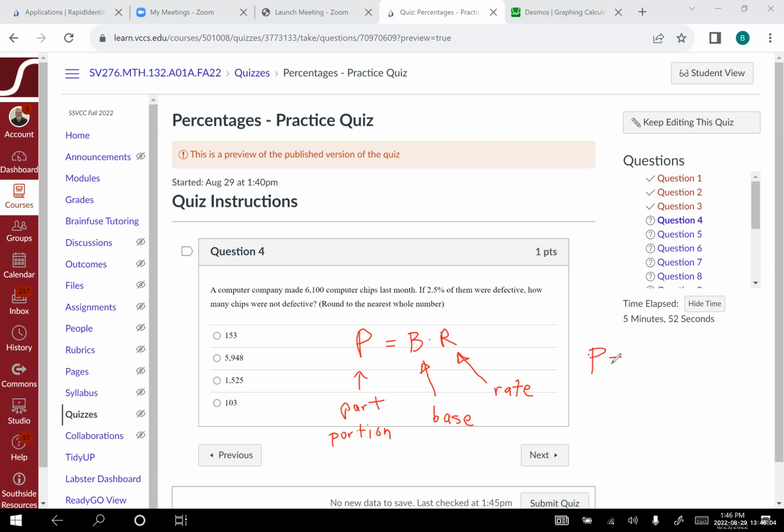If you're looking for your part, you take your base times your rate. If you're looking for the base, you take the part and divide it by the rate. And if you're looking for your rate, you take your part and divide it by the base.